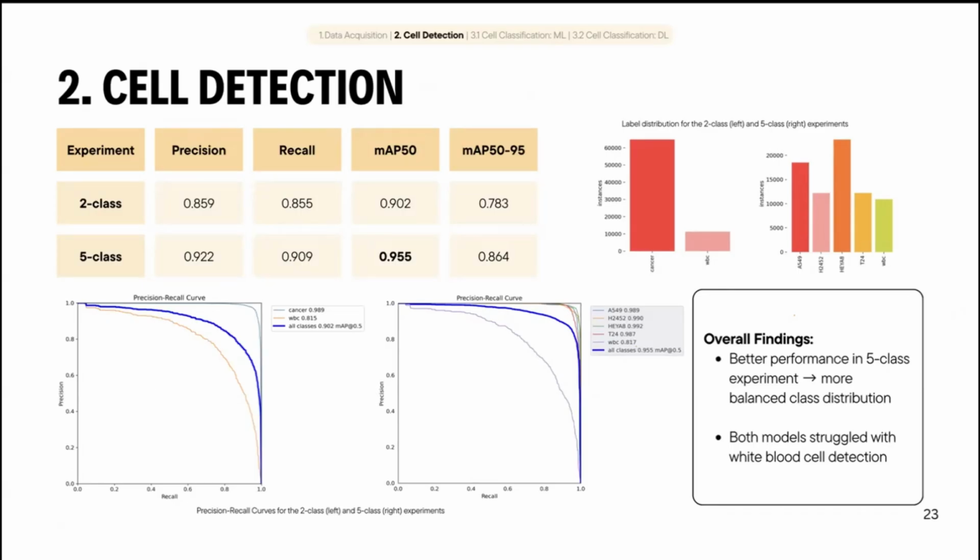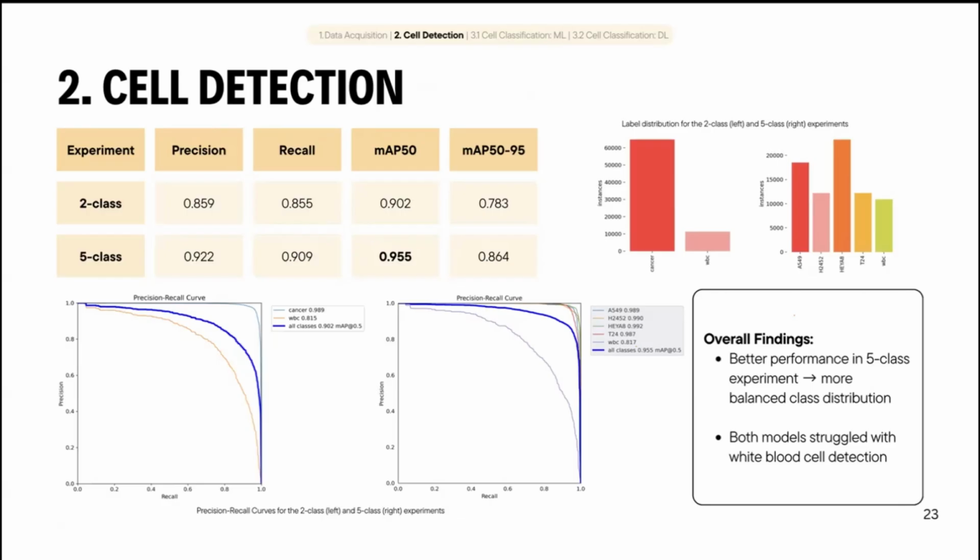The reason that could contribute to this is likely class distribution, as you can see from the label distribution plots here. The 5-class setup had a more balanced distribution across classes. On the other hand, the 2-class had a severe class imbalance. As you can see, the cancer class dominated the dataset, while the white blood cell class was underrepresented. This kind of imbalance can cause the model to favor the majority, which is the cancer class, and makes it harder for the model to accurately detect white blood cells. Therefore, it degrades the overall performance of the 2-class model.